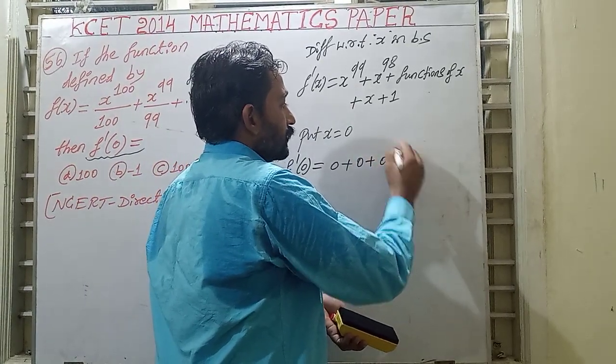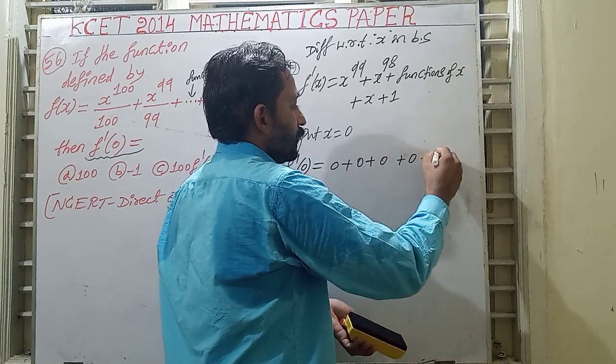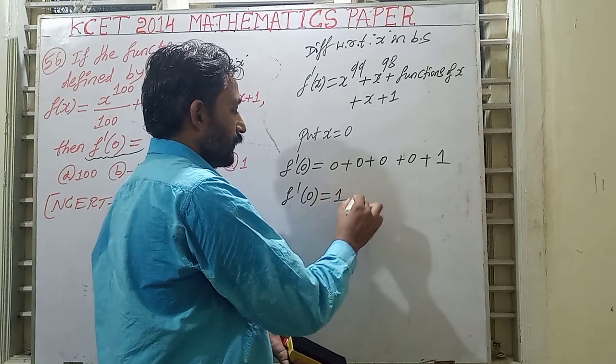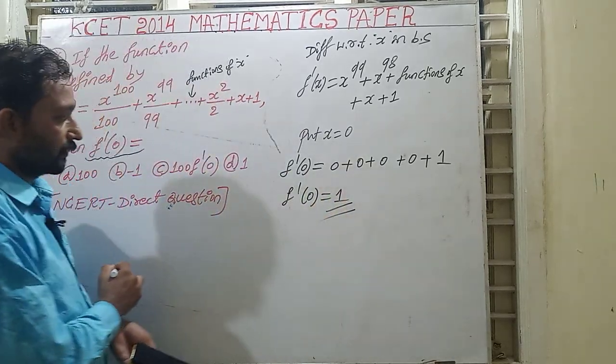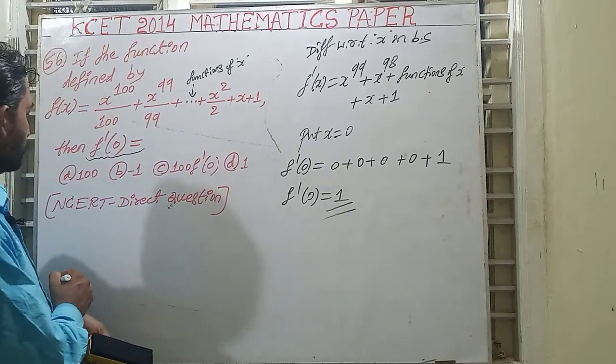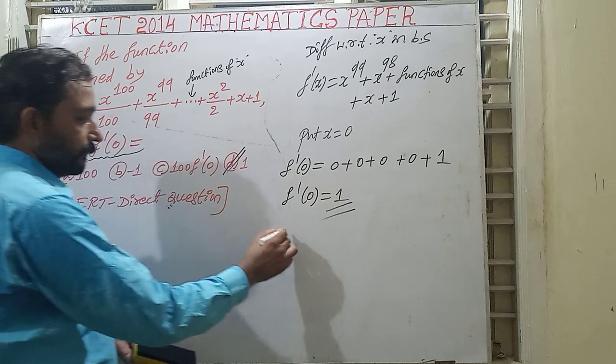So the last remaining term, putting x equal to 0 here also, the other terms are 0, remaining the last term 1. So f dash of 0 is equal to 1. So we have the required answer: f dash of 0 is equal to 1, which means option D is correct. Therefore option D is correct.